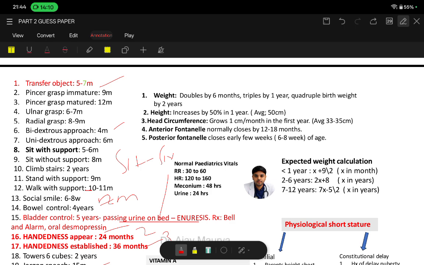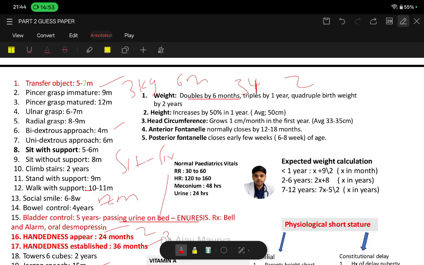Got it? There are also some exam questions on doubling. The weight will double by 6 months, triple by 1 year, and quadruple by 2 years. Suppose, for example, a child was born with a weight of 3 kg. Tell me, at 2 years what is his weight? 12 kg. Great. That's how they will ask the questions.